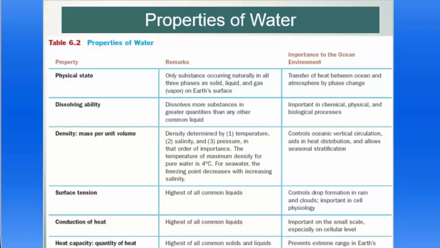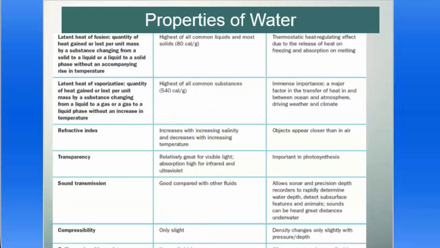All right, so some interesting properties of water. This is in your book. You can read through it. Its ability to dissolve, water is known as the universal solvent. Its density, its surface tension, its ability to conduct heat, its heat capacity. You can read about all that in the book. Lots more properties of water. Latent heat of fusion, latent heat of vaporization. That's the latent heat of freezing or the latent heat of melting, the latent heat of vaporizing or the latent heat of condensation. And again, vaporization and condensation, the highest heat required of all substances.